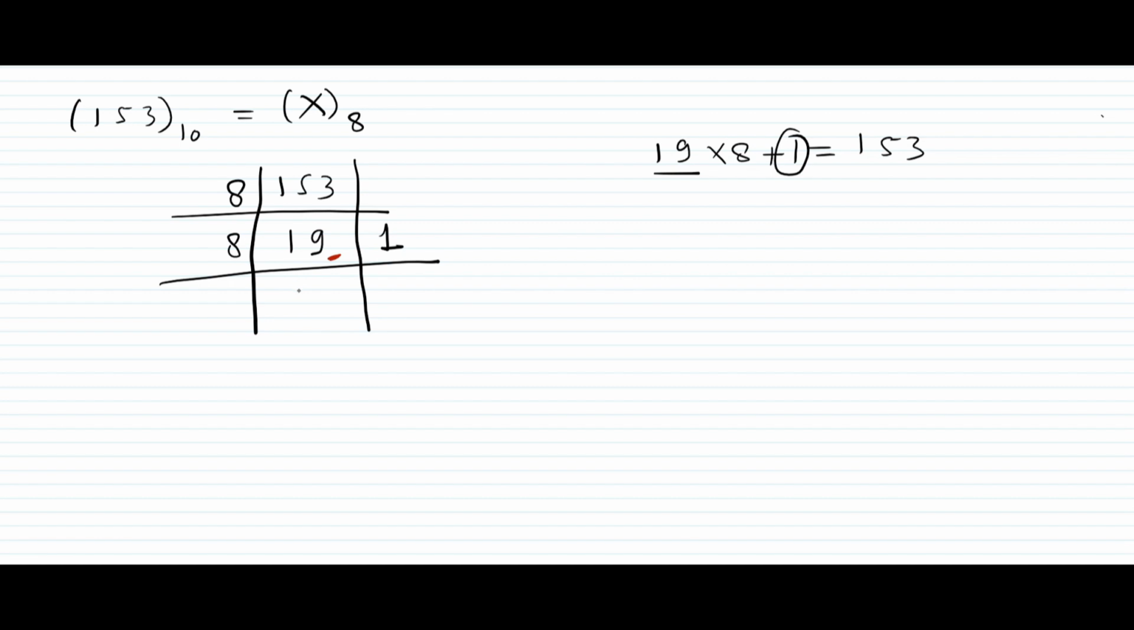8 twos are 16, so the remainder will be 3. Here this 19 is nothing but 2 into 8 plus 3. So 2 is the quotient and 3 is the remainder. Again I will divide this 2 by 8. Obviously this 2 cannot be divided by 8, so the quotient will be 0 and the remainder will be 2.